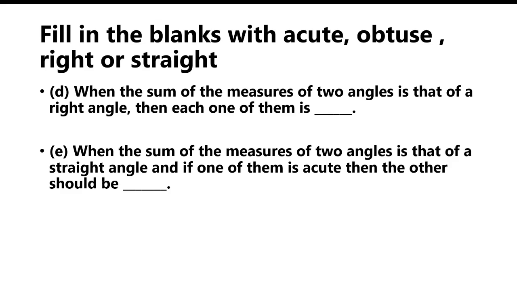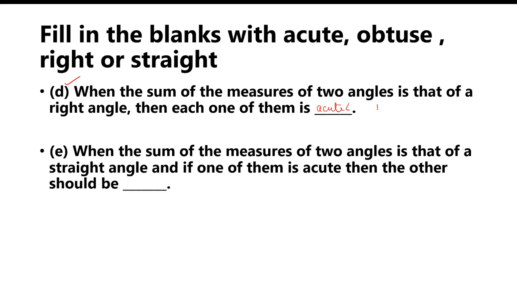So children, here I am going to discuss question answers based on angles. Here we have the fill in the blanks. First fill in the blank is: when the sum of the measures of two angles is that of a right angle, then each of them is. So here what will be your answer children? Yes, very good. You all know the answer. Answer will be acute angle.